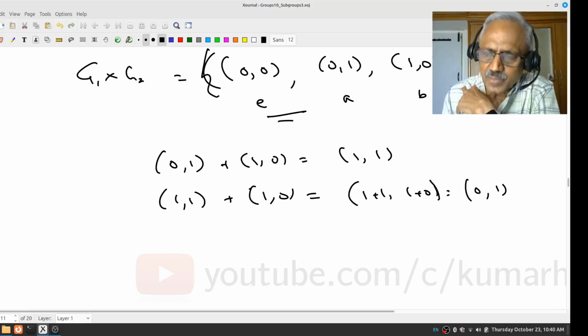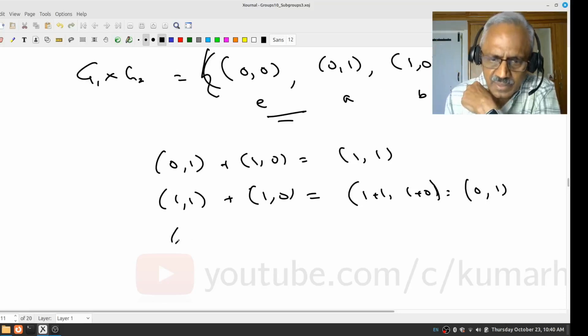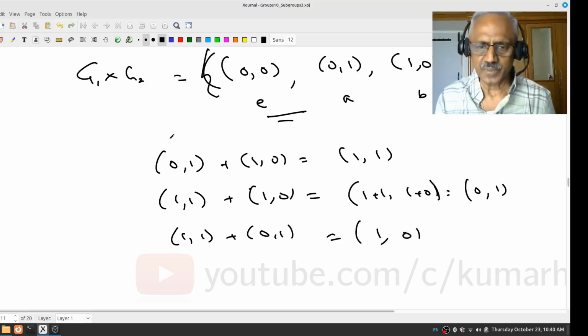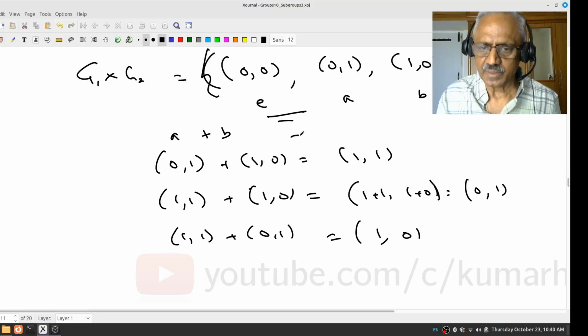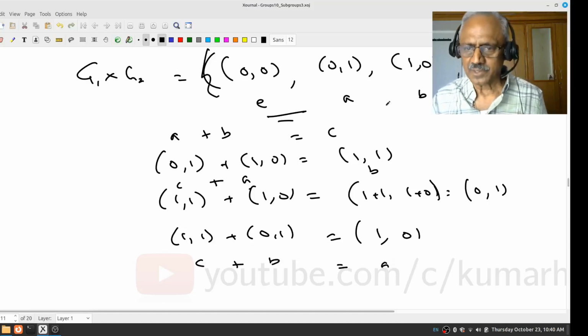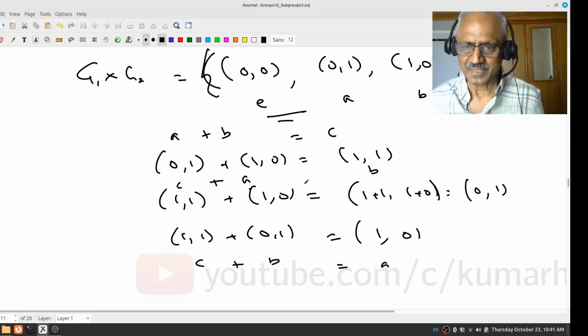And what are the other possibilities? There are 3 elements. Therefore, let us look at (1, 1) plus (0, 1). That is going to be 1 plus 0 is 1, 1 plus 1 is 0. Did you see that? That means A plus B is C, C plus A is B, and C plus B is A. Among these three elements, you add any two, you get the third element. And this is an abelian group.